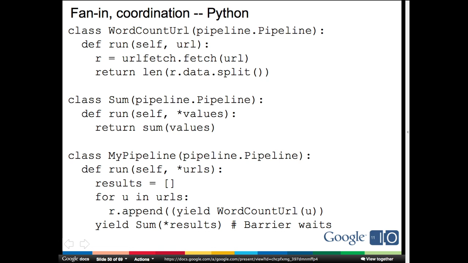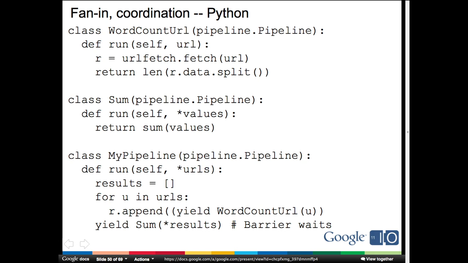So I built the beginnings of this search engine. I have a new pipeline called the word count URL. It goes and fetches a URL, and it splits the data and counts how many words are on it, and then returns that value. So that's the top. That's synchronous. That could take 10 minutes, or maybe it'll take 30 minutes. Maybe you want to do some more interesting processing on it. It doesn't really matter. I've got a sum pipeline, which just adds up a bunch of values.